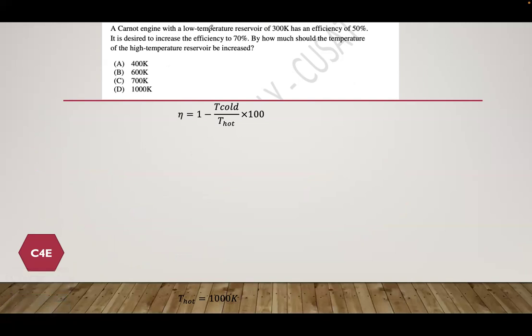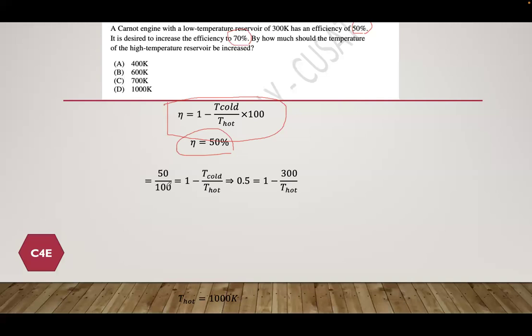So for the Carnot engine, the low temperature reservoir is given, and the initial efficiency is given, and we are given a problem that the efficiency is now increased to 70%. So how much is the high temperature reservoir's temperature changed? So the only formula that you need to know over here is the efficiency formula, which is 1 minus T cold by T hot into 100, where T cold is the low temperature reservoir's temperature and T hot is the high temperature reservoir's temperature. Substituting the first part of our question, while the 50% efficiency is there, we can write that 50 by 100 is equal to 1 minus T cold by T hot.